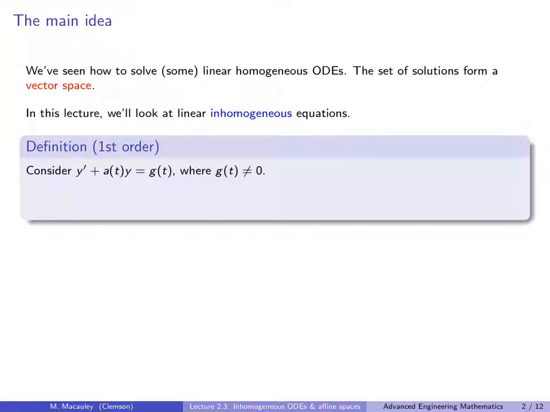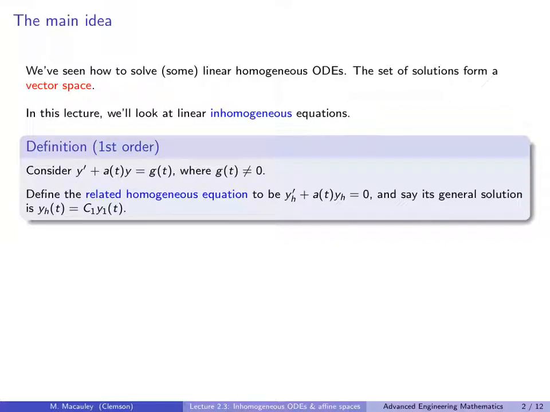Here's a definition for first order. Consider the following differential equation. y prime plus a of t y equals g of t, where g of t is not equal to 0. So in other words, it's inhomogeneous. Define the related homogeneous equation to be the following. Basically, just take the original ODE and make g of t equal to 0.